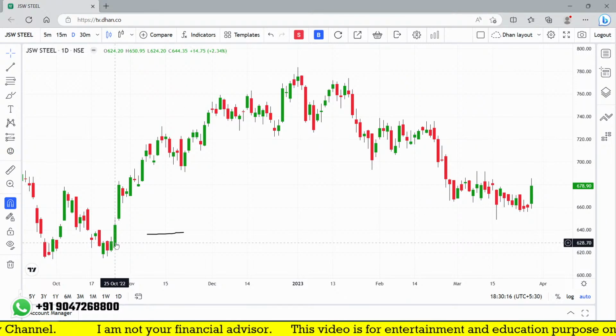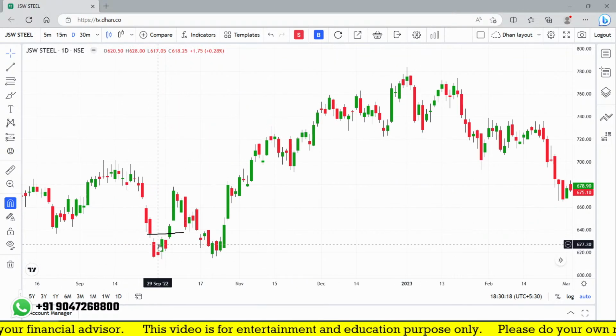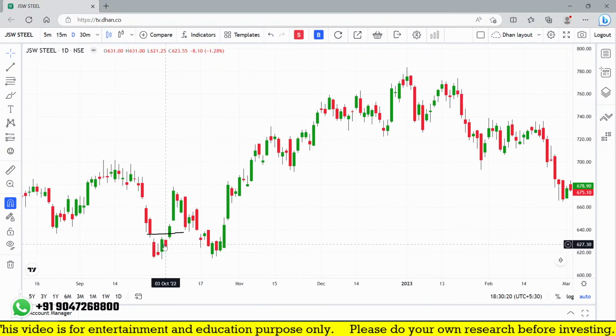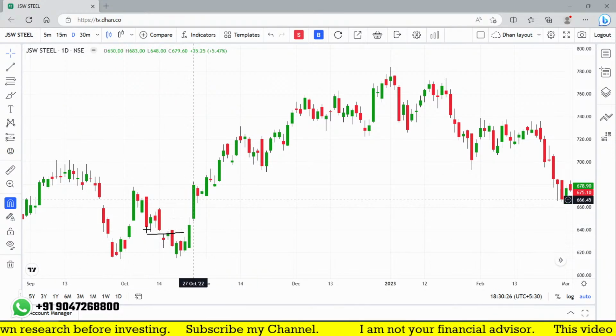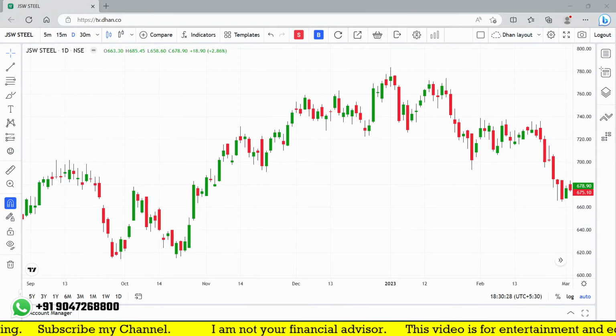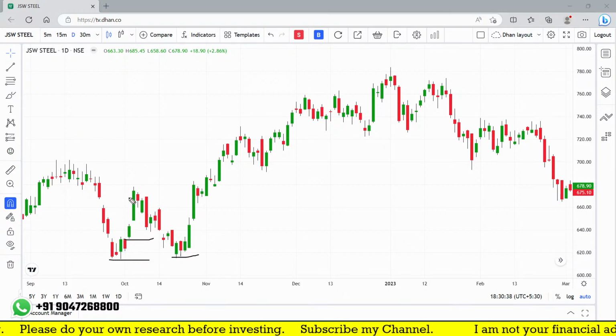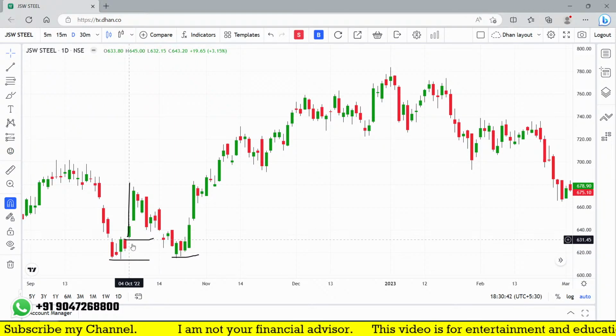JSW Steel. 20th October, 3rd October, right? Yeah, here is the 3rd October. Got it? If I want to focus here on the 3rd October, this should be my trigger, and this should be my recent stop loss. Maybe it triggers your stop loss. Meanwhile, it went up.